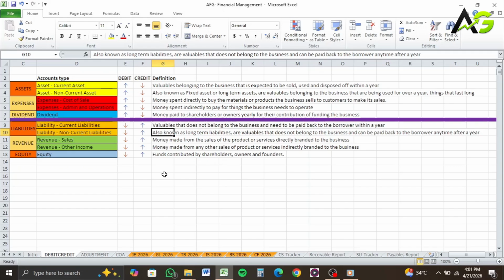Non-current liabilities, also known as long-term liabilities, are valuables that do not belong to the business and can be paid back to the lender anytime after a year.